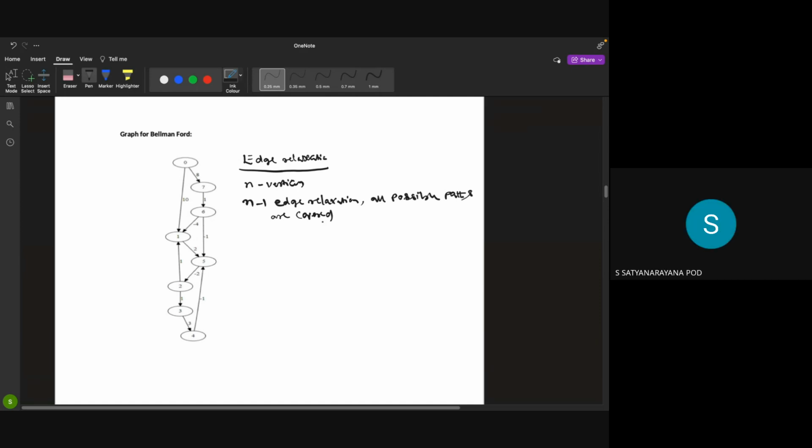Yeah. So actually, negative weights being there means Bellman Ford works, but negative cycles being there means Bellman Ford doesn't work, but it will report that a cycle is there.